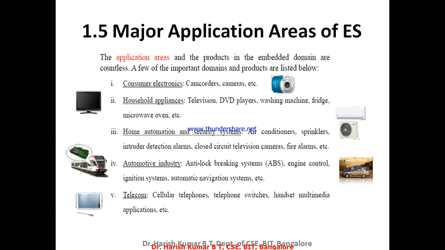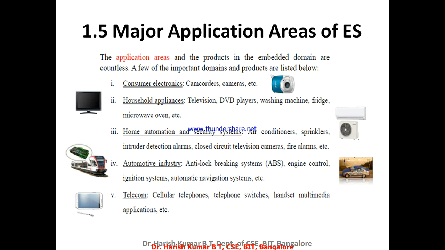Now, what are the major application areas of the embedded system? As I already told, you cannot make a list of the domains or the areas where the embedded system is not used. Now in all the domains embedded systems are used. For example, consumer electronics: you have the cameras and many examples you can give for consumer electronics, cameras, video games, Walkmans, etc. Household appliances are also a major application area, because you find the embedded systems inside the televisions, inside the DVDs, in the washing machine, refrigerators, and the microwave ovens, etc.